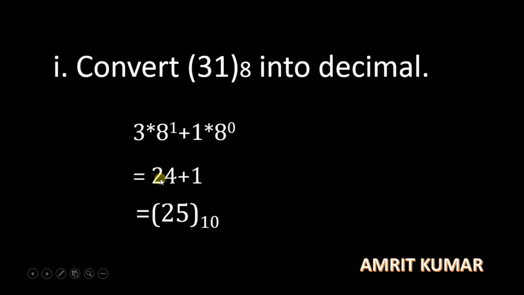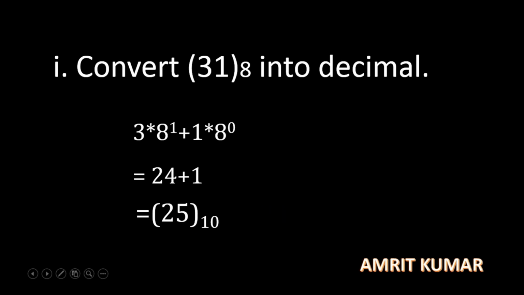After adding all these terms, we get the decimal number, that is 25. So we can say that our octal number has been converted into a decimal number. This is how you need to follow these steps for converting an octal number into a decimal number.